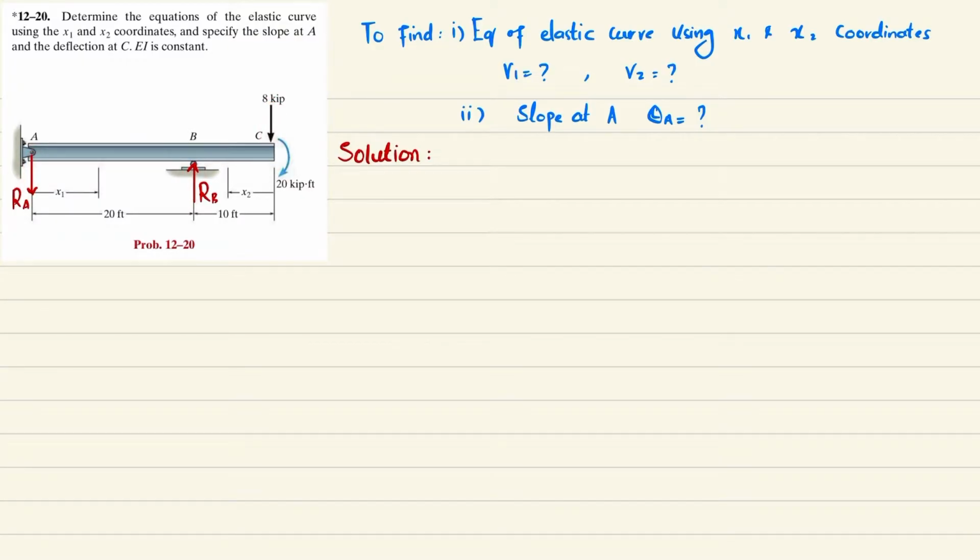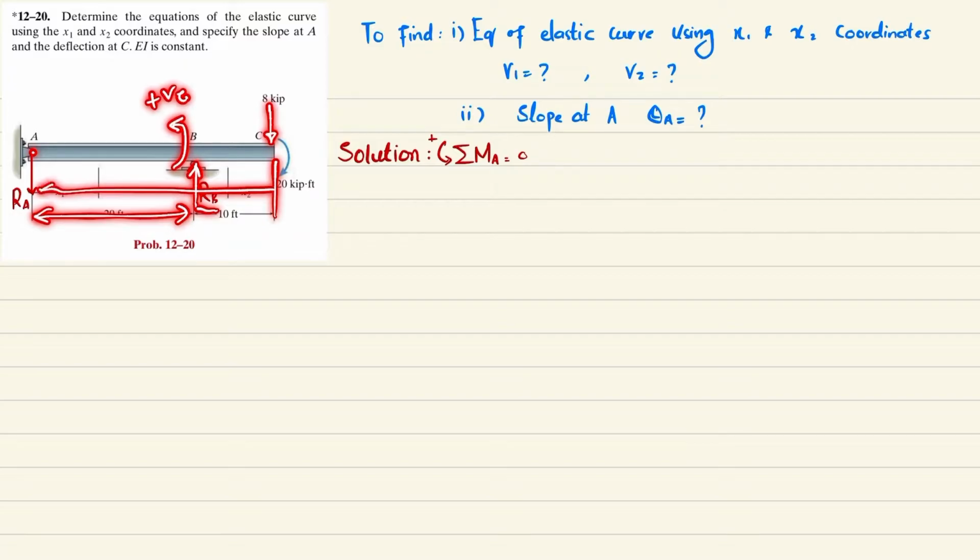So you apply the first equilibrium condition: the sum of all moments about point A is equal to 0, taking the counterclockwise moment as positive. About point A, one moment is RB times the perpendicular distance, 20 feet. That is counterclockwise, so it will be positive. The second moment is due to 8 times the total perpendicular distance, 30, and this is clockwise, so it will be negative. And we have a 20 kips-ft moment that is clockwise, that is also negative.